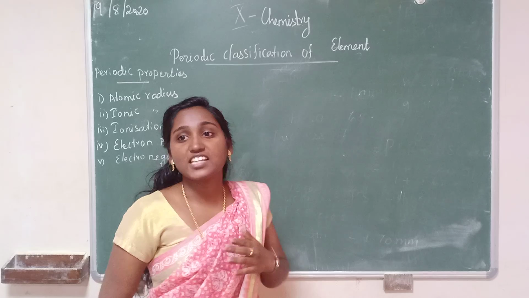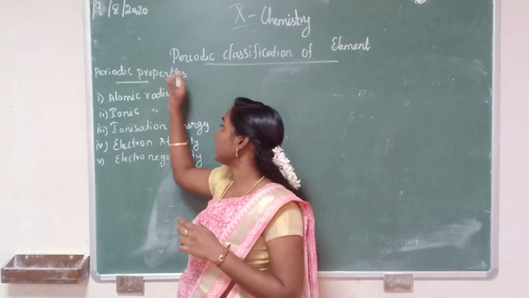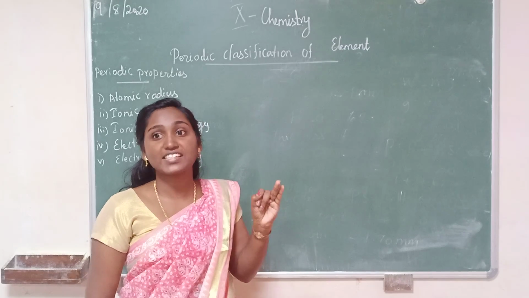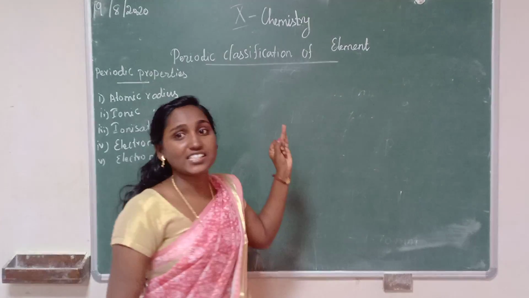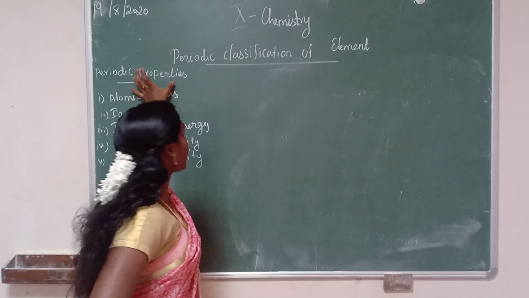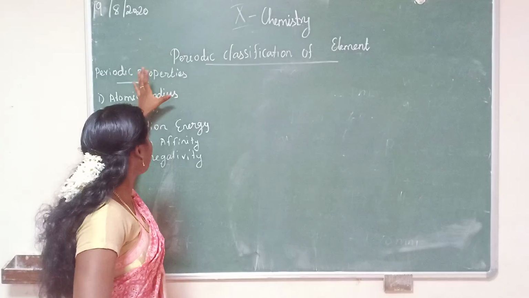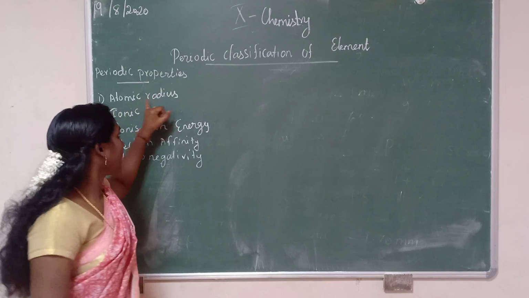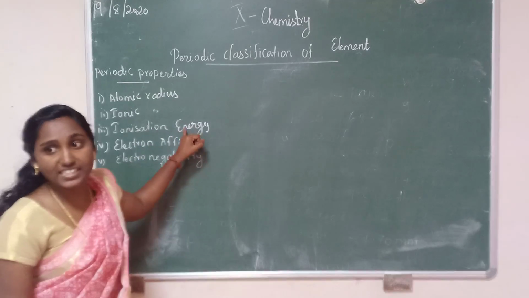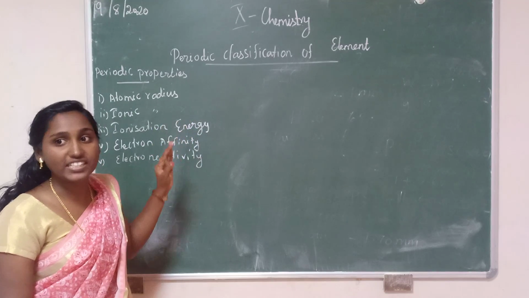In the last class, what are the things we discussed about this lesson? That is features of groups, features of periods, then periodic properties. A lot of things we discussed. For the periodic properties, just remember: what are the periodic properties we studied? Atomic radius, ionic radius, ionization energy. These three topics in the last class we discussed, right?